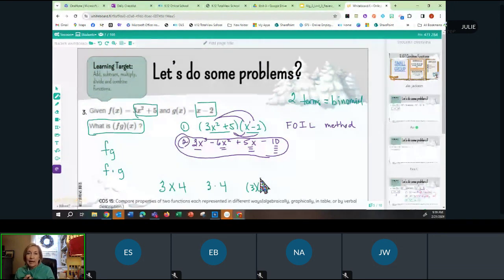All right, so number 1 was adding. Number 2 was subtracting. Number 3, the one that we're looking at, is multiplying. We're going to go through all 4 of those operations. Our next problem is going to be division. Any questions about number 3?